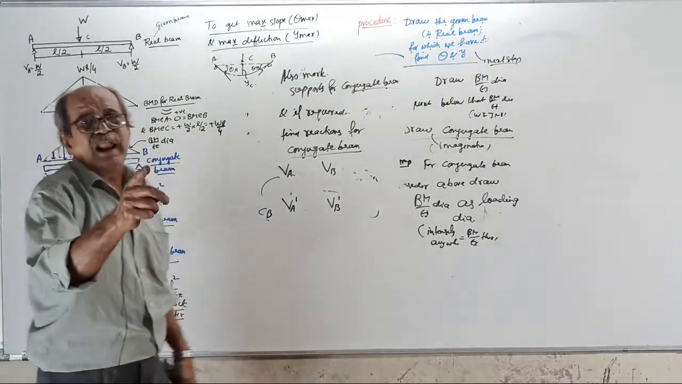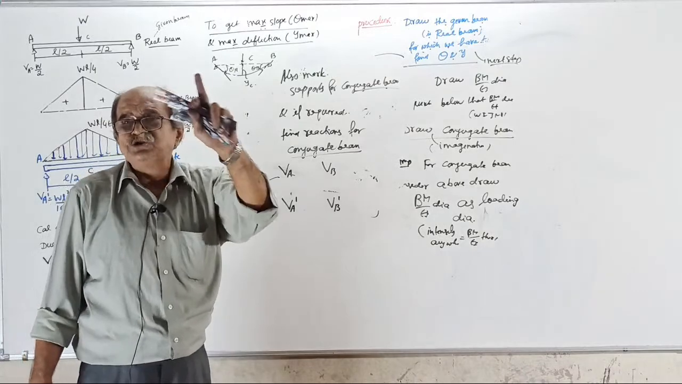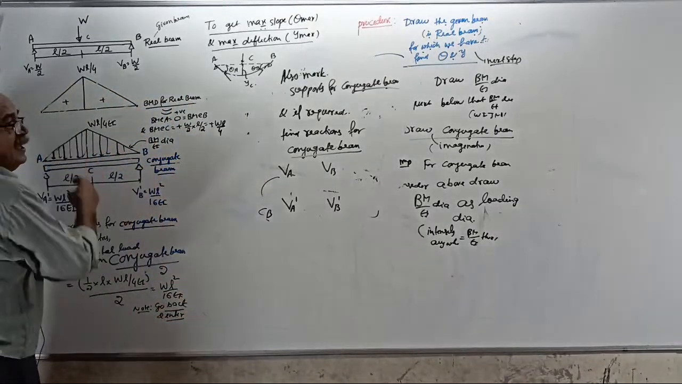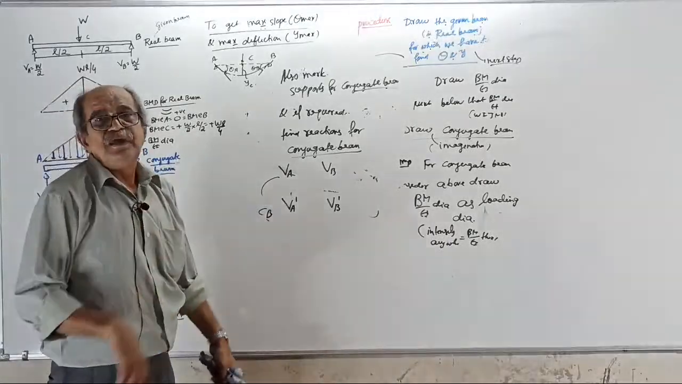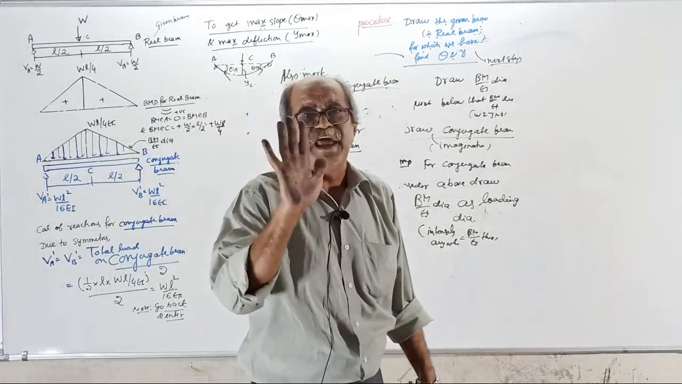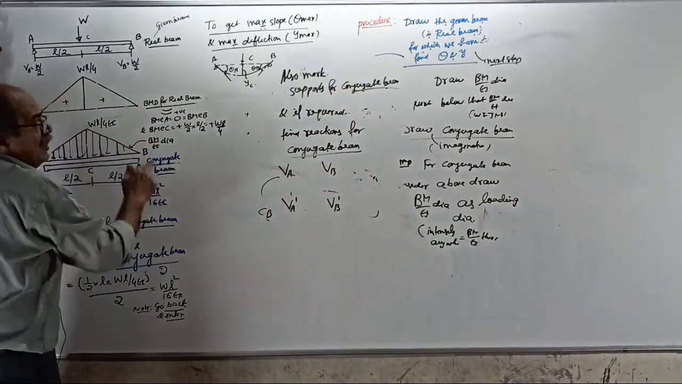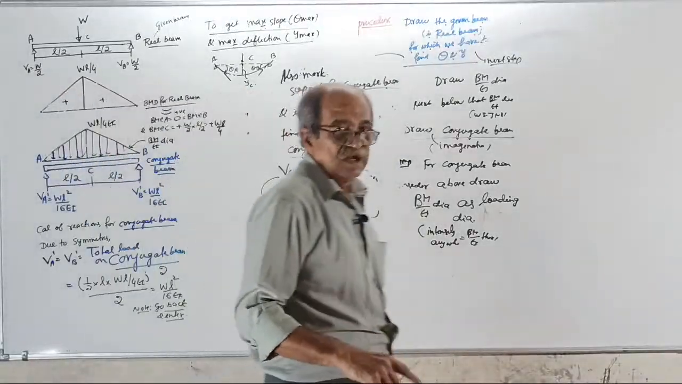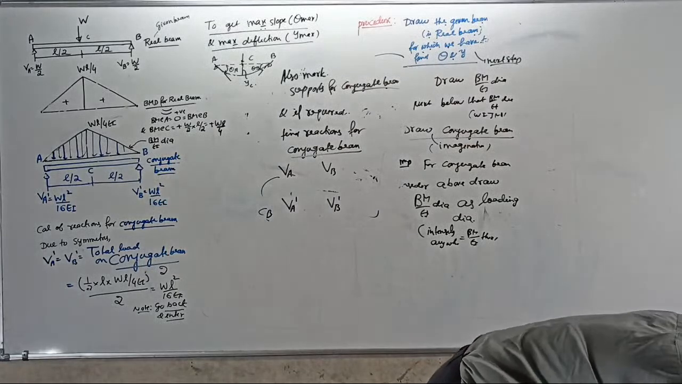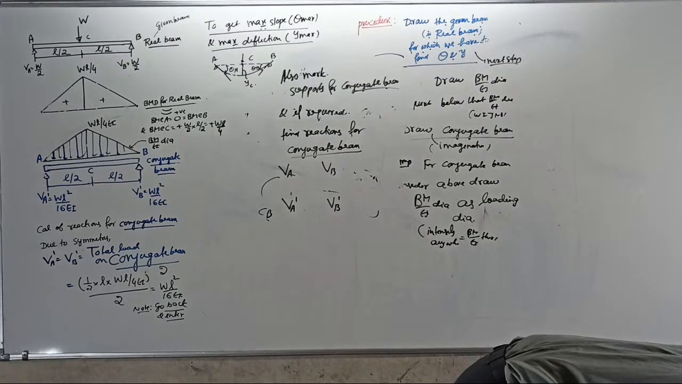I told you earlier, I am not telling once again. For the conjugate beam, the loading is uniformly varying load. I told you a thousand times. If you want total load for a distributed load, tell what you have to find first. I will not tell once again. From the next class onwards, I will not tell.